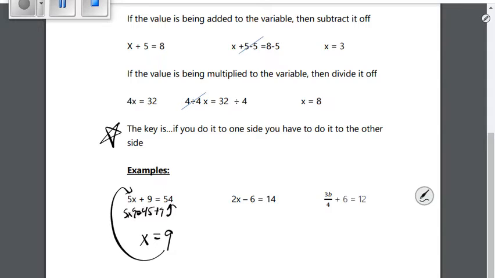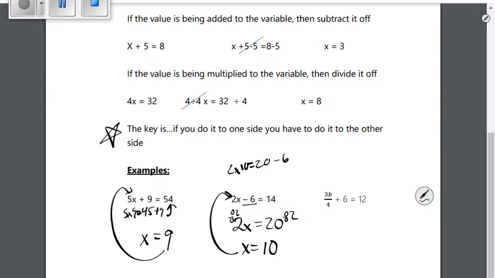Same thing here, minus 6, add 6. So I add 6 here. You're gone now. 2x, I still have that. Now you're equal to 20. And when they're side by side, it means multiply. So instead of multiply, I divide off that 2. Cut that in half, and you know that x is equal to 10. Hey, let's check. What's 2 times 10? It's 20. And now when you take that 6 off, yeah, you're left with 14.